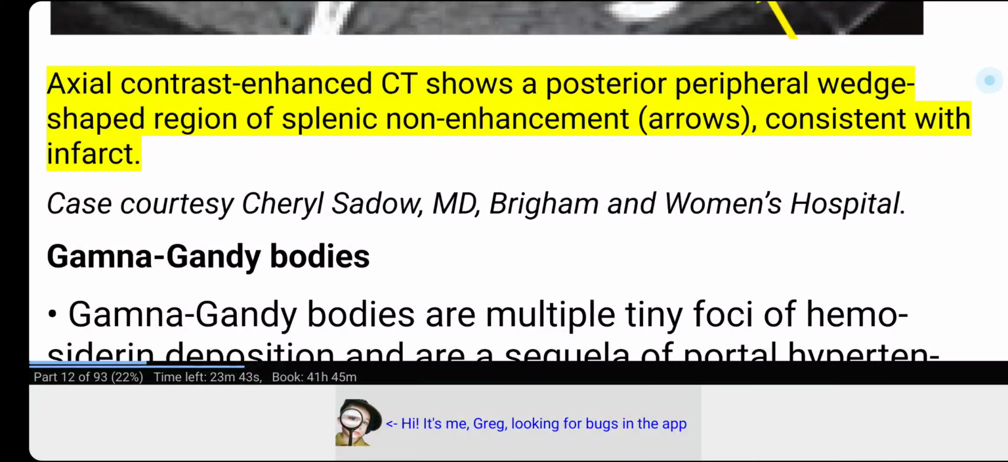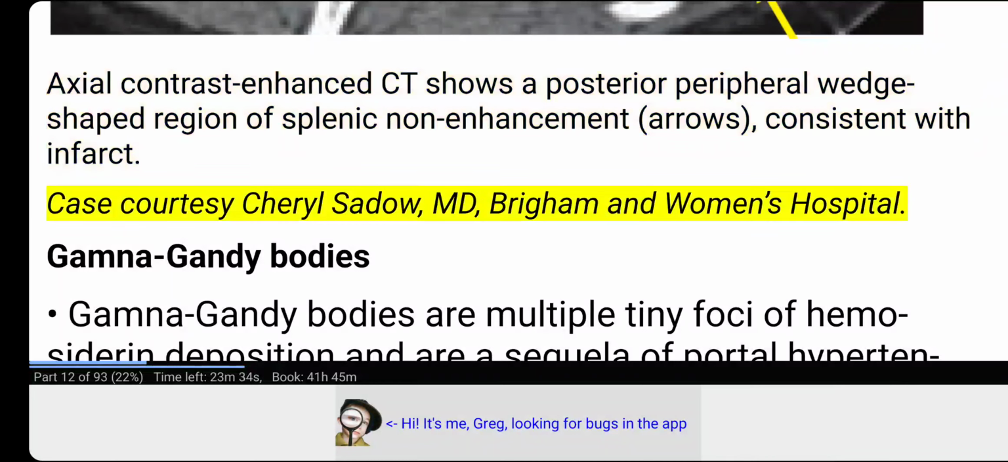Axial contrast enhanced CT shows a posterior peripheral wedge-shaped region of splenic non-enhancement (arrows) consistent with infarct. Case courtesy Cheryl Sado, MD, Brigham and Women's Hospital.